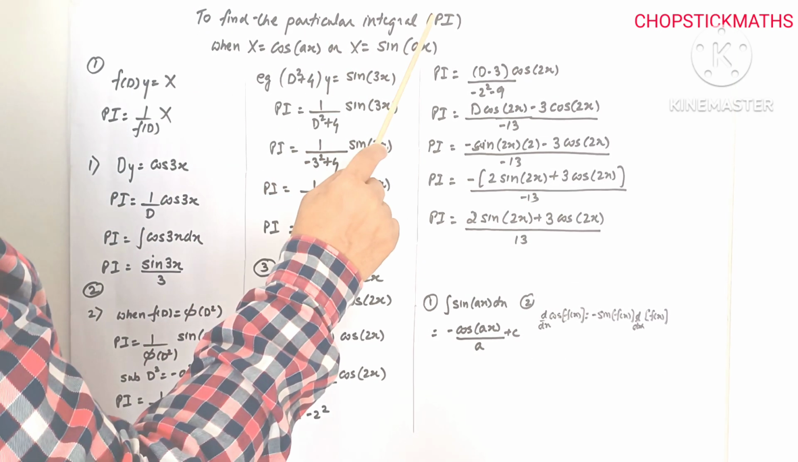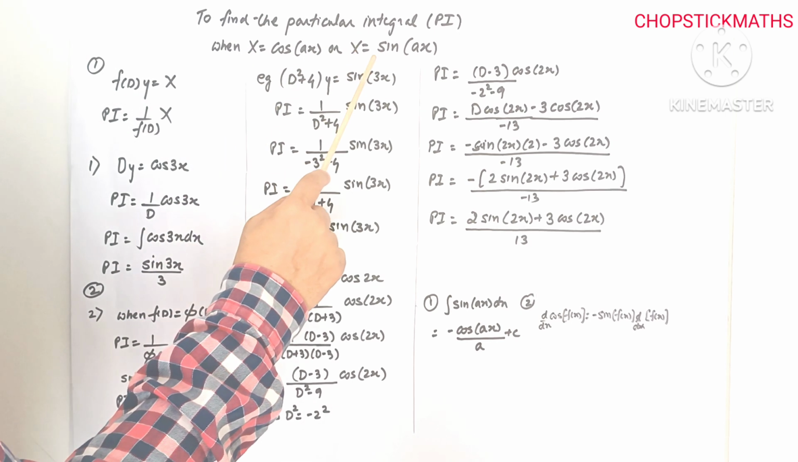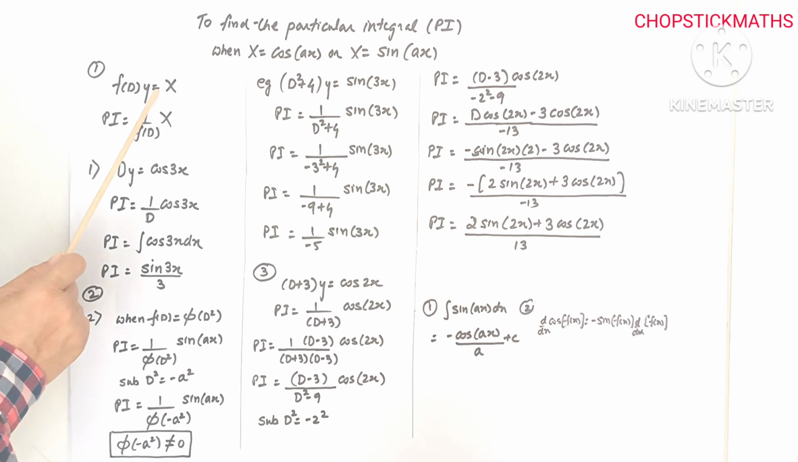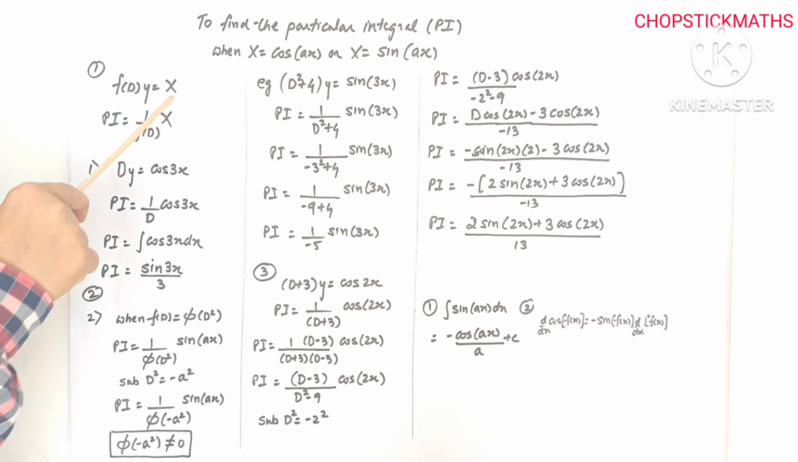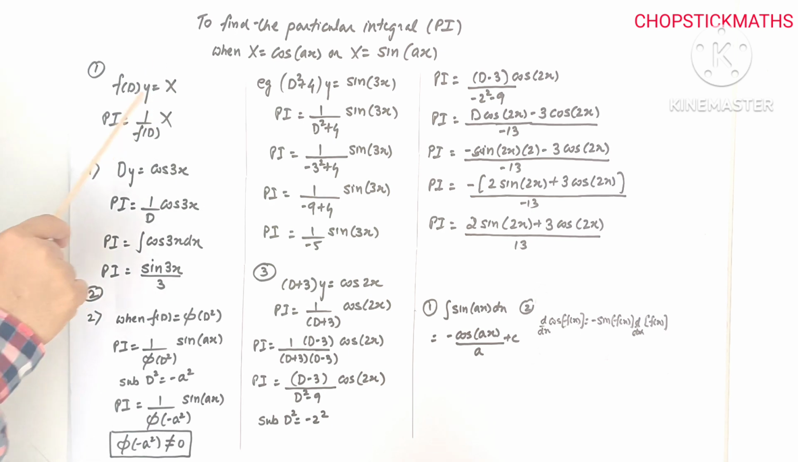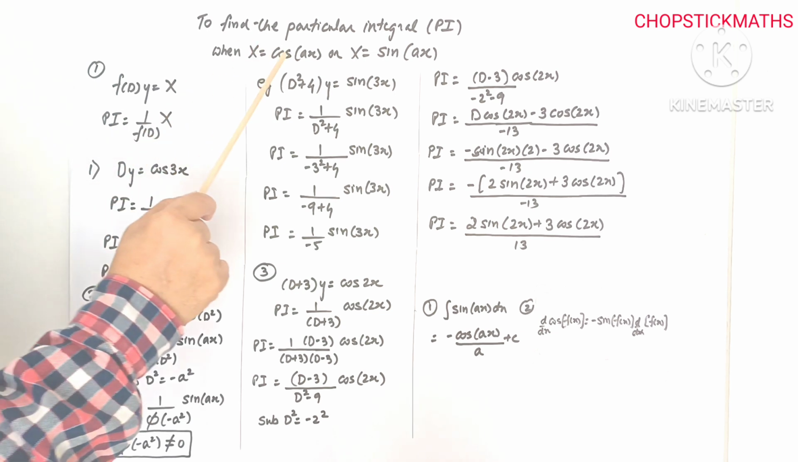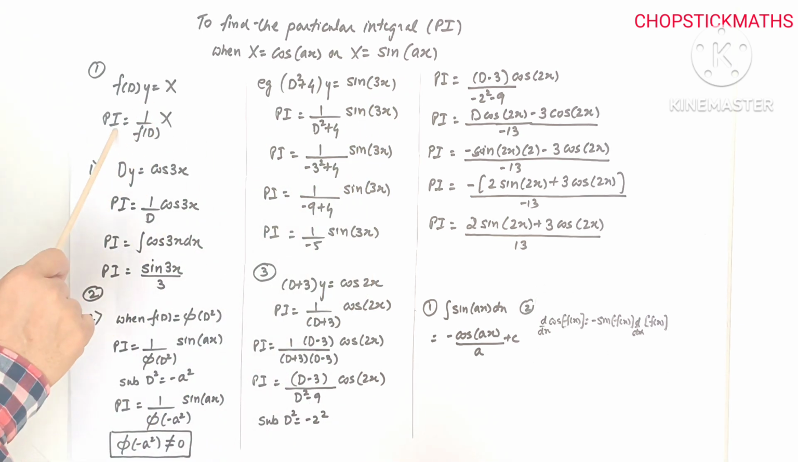To find the particular integral PI when capital X is cos ax or sin ax. Now consider this general form of differential equation, f of D into y is equal to capital X. The particular integral of this differential equation, PI, will be 1 upon f of D into capital X. Now, when capital X is cos ax or sin ax, let us find out what the particular integral will be.